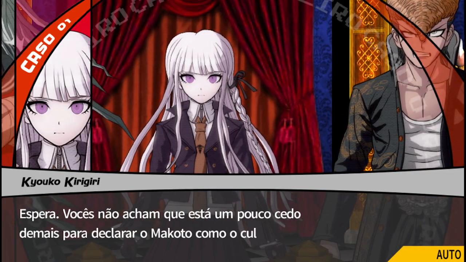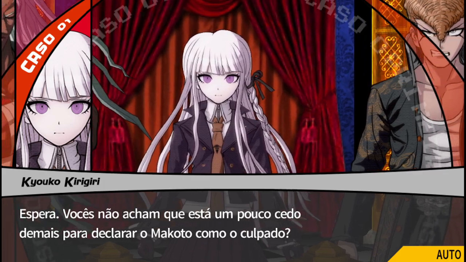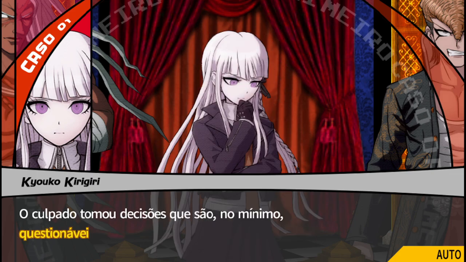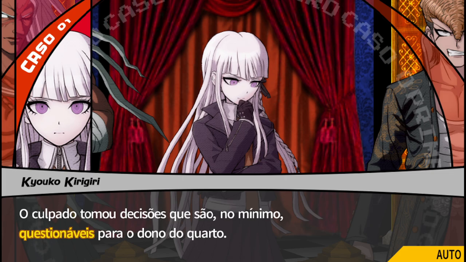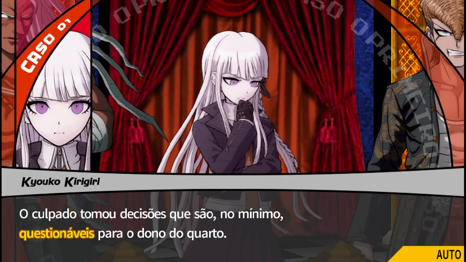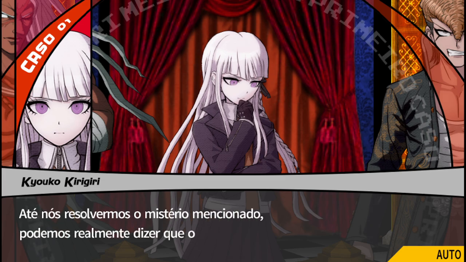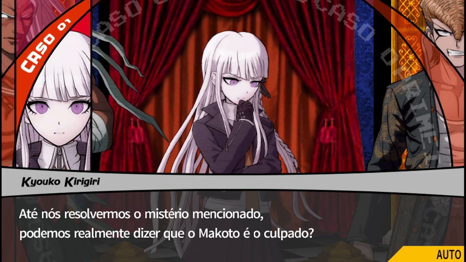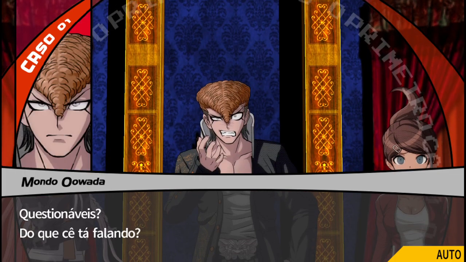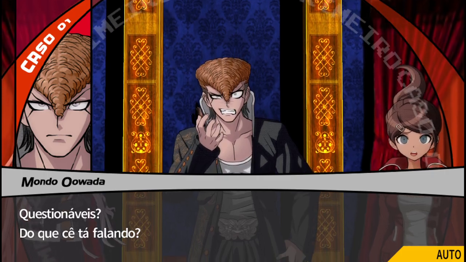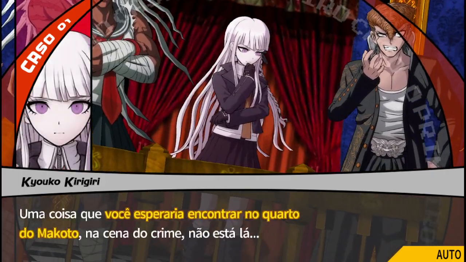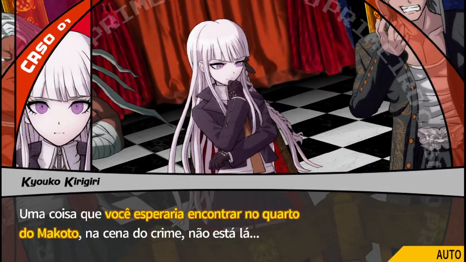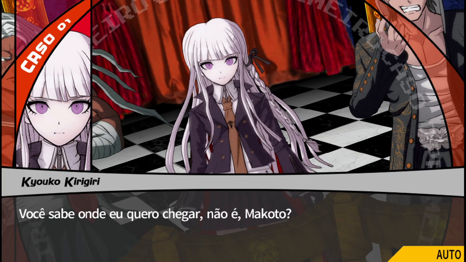Hold on. It's still too early to decide conclusively that Makoto is the killer, wouldn't you say? Because you see, if the room did belong to the killer, then they did something most bewildering. And until we unravel that little mystery, you simply can't declare that he's the killer. Bewildering? What the hell are you talking about? Something was missing from the scene of the crime that by all rights should have been there. You know what I'm talking about, don't you?